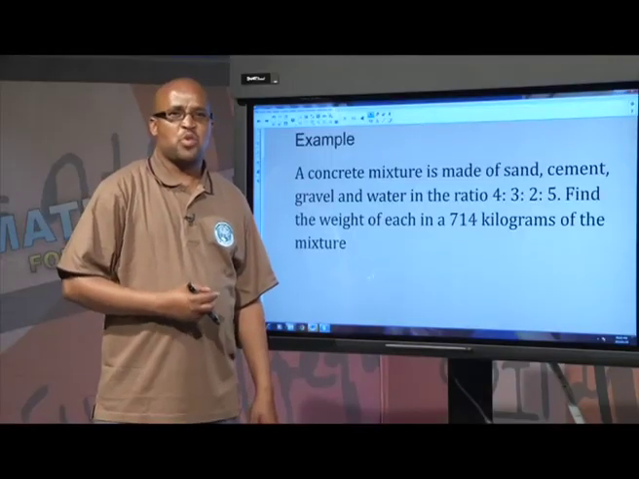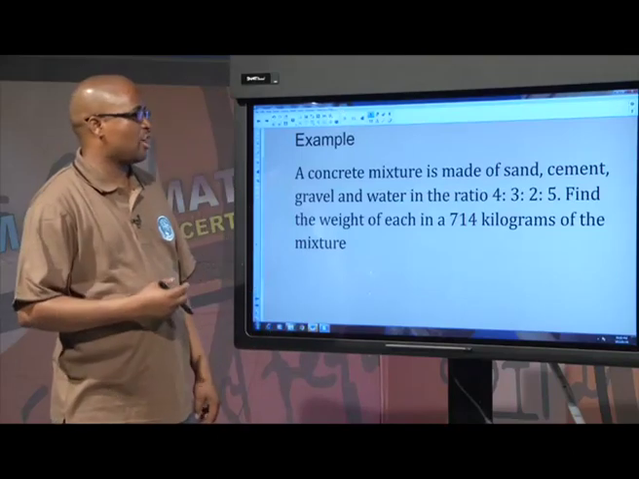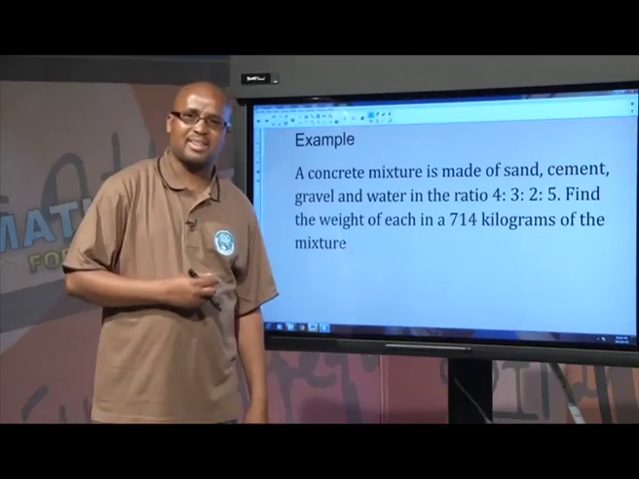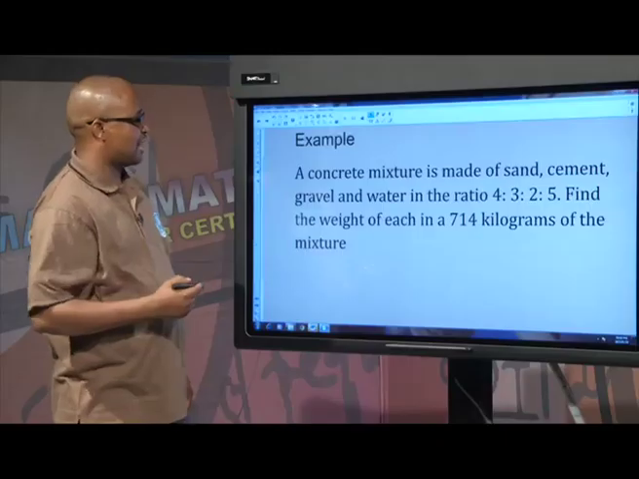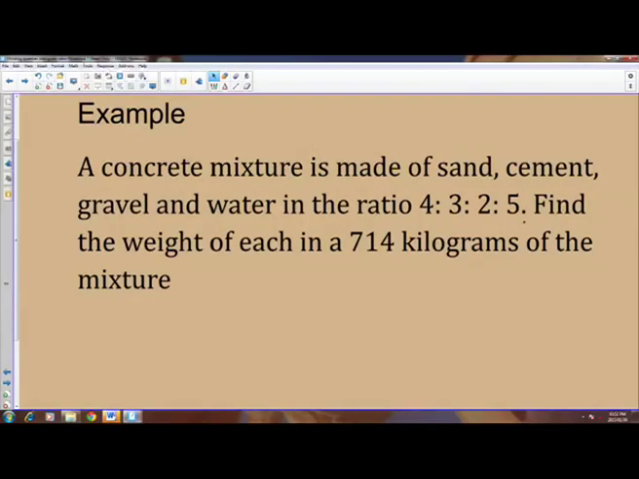Thank you. You want me to deal with a situation whereby the ratios involve more than two parts. The example here is a ratio involving more than two parts. As we can see, the ratio is 4 to 3 to 2 to 5. So there are four parts. Now let us look at the question and then answer it.